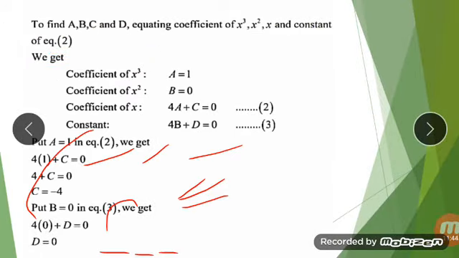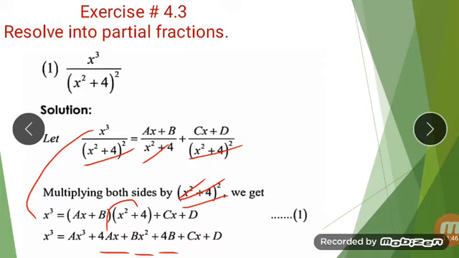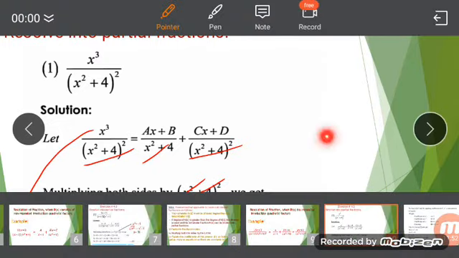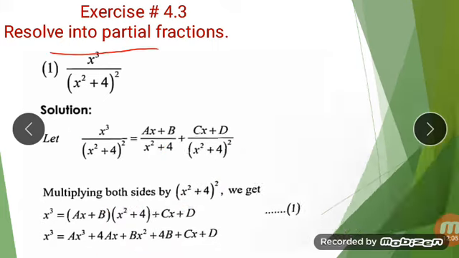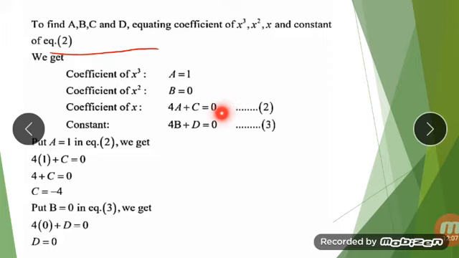So let's go with the next. Now the coefficient of x: here you can see c is written with x, and 4ax is also written, which means the coefficient of x is 4a plus c. Moreover, we don't have any x on the other side, so it will be 0. So 4a plus c is equal to 0 will be the coefficient of x.